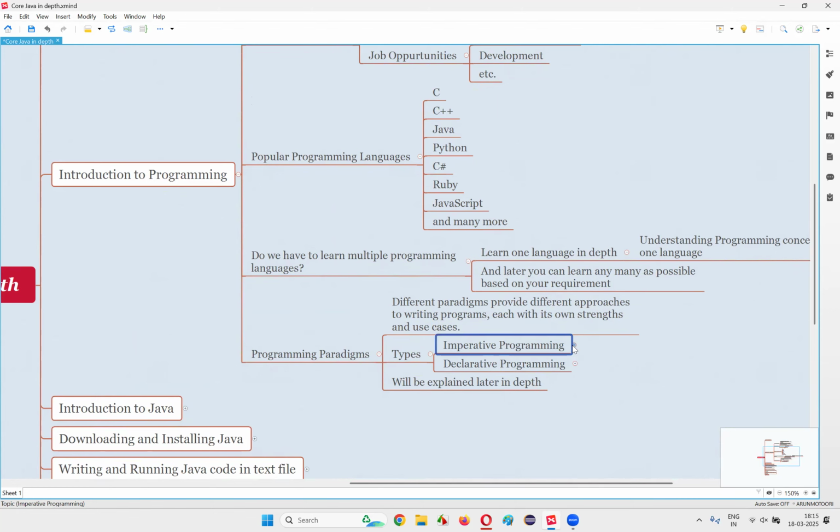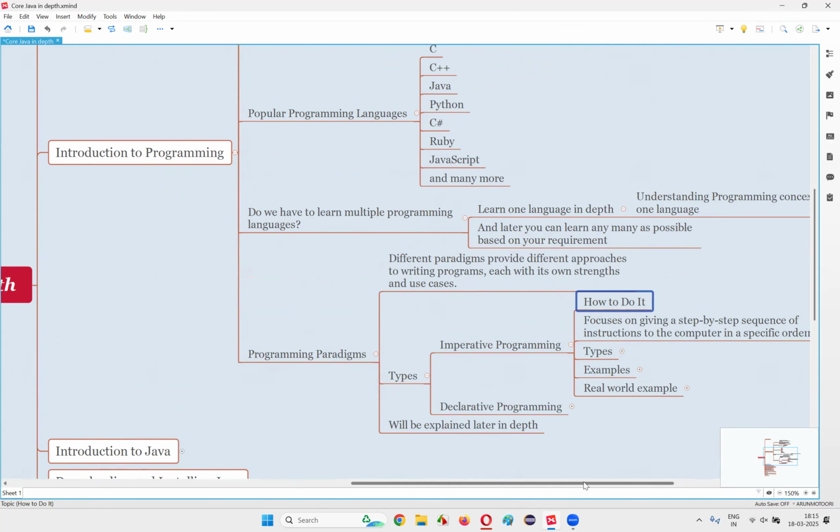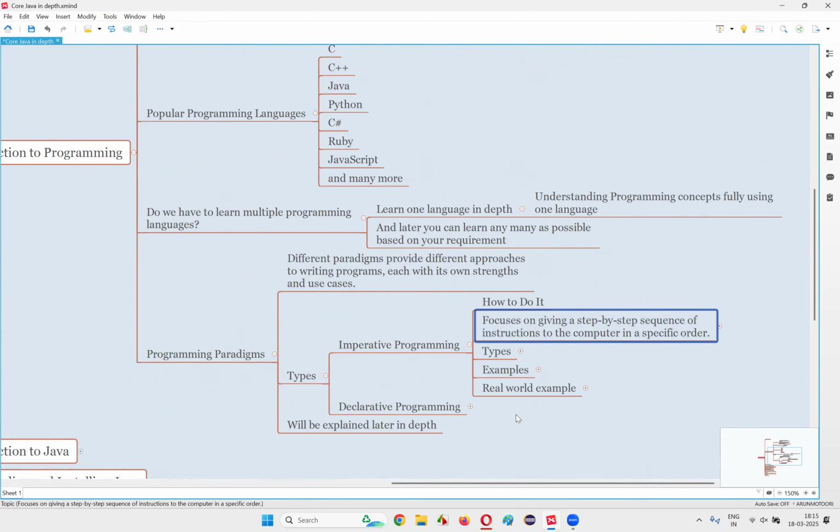Okay, so imperative programming means how to do it. Let me explain it at a high level with a real-world example. I don't want to go too much into theory. I'll try to explain in a funny or real-world way, so I would like to give more examples for theoretical topics. Imperative programming, real-world example.